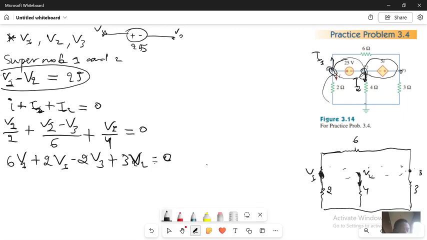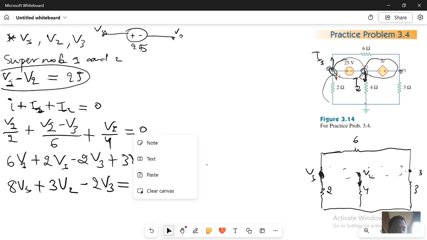There is no other v1 here, so I will have 6v1 plus 2v1, which is going to be 8v1. I have plus 3v2, because there is no other v2, plus 3v2, and minus 2v3 equal 0. Now I get this equation.